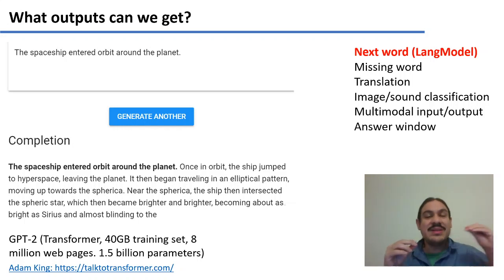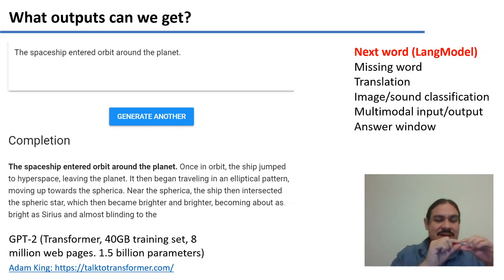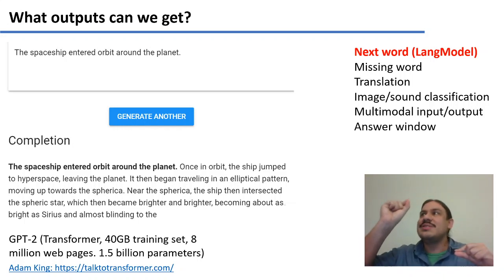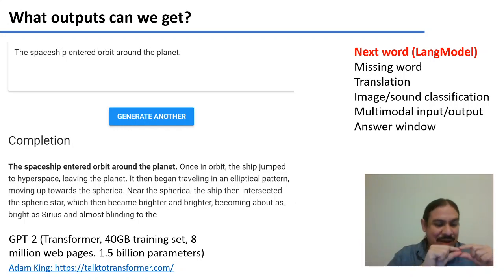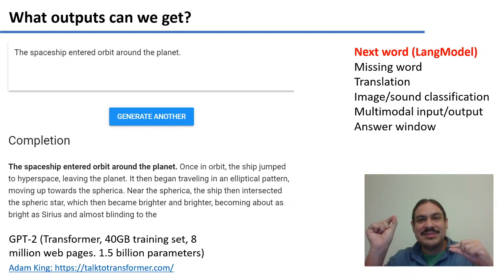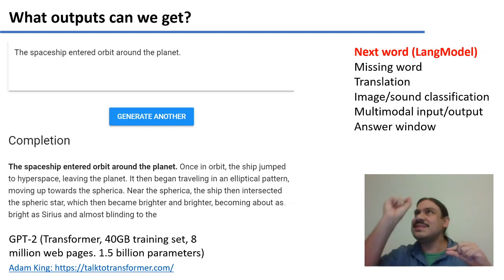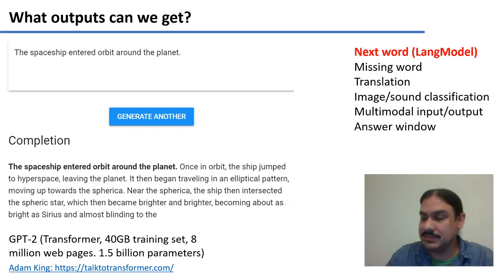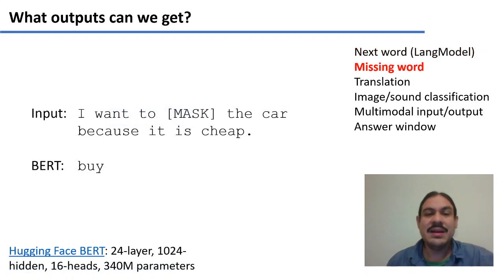And again, what this does is that you get a word like spaceship, and then the network will give you the output entered, or a word like elliptical, and the network will give you the output pattern. So it generates the next word, and in doing this, it's a language model. These kinds of networks can perform many tasks.